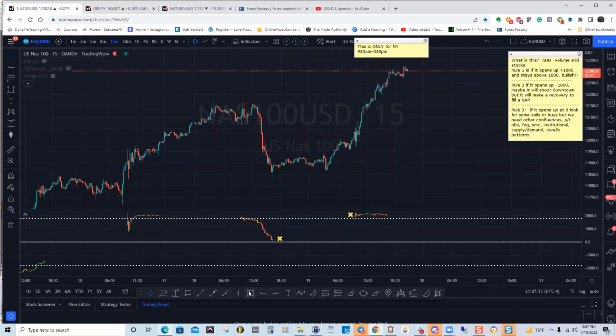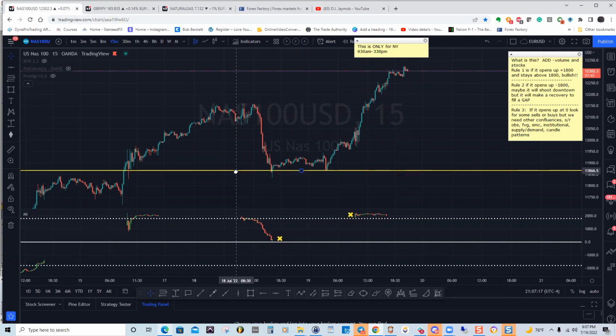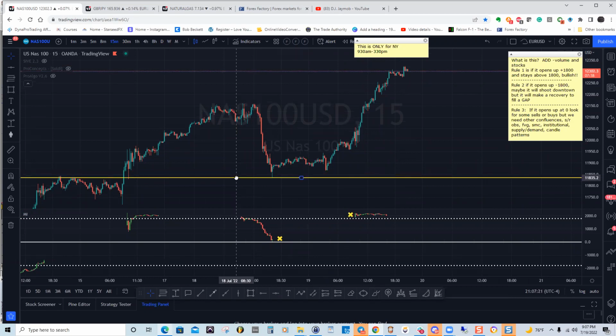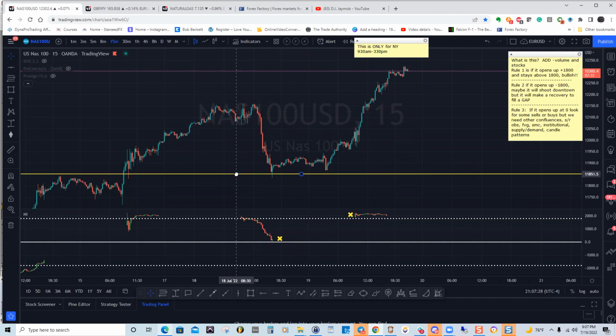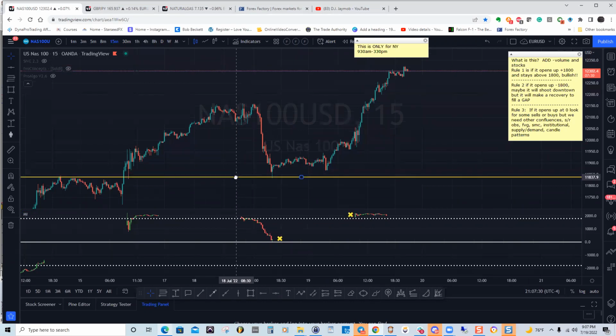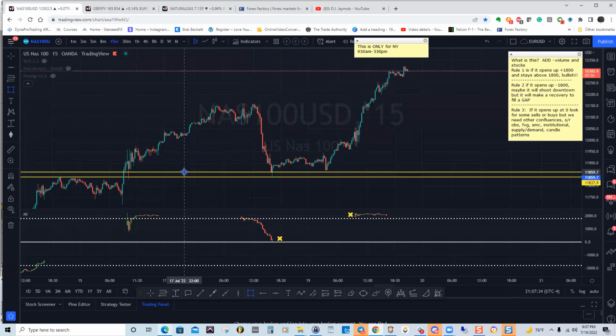So I want to draw my support and resistance. Would you agree with this? Would you put it here or here? Either one looks fine to me. I'll put it at the base of the candle. I mean, it's really a zone. I would probably draw a zone on that and incorporate the wick and the base of the candle. Yep. So everyone's good with this?